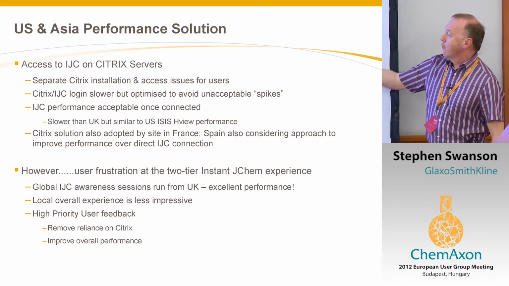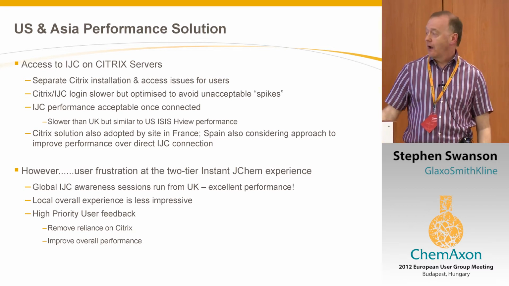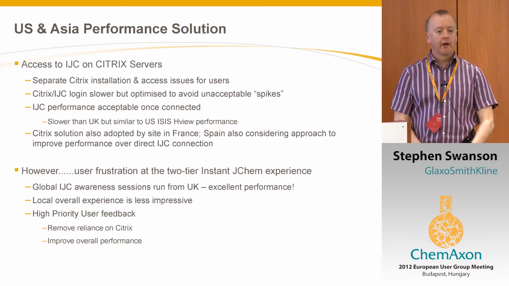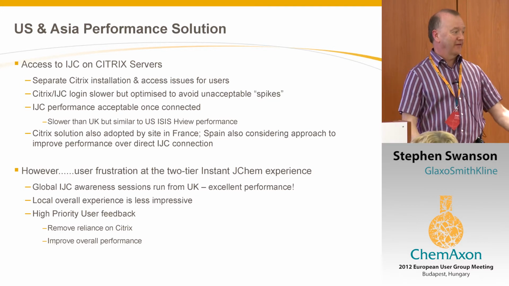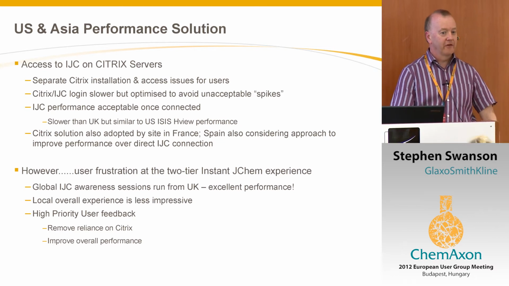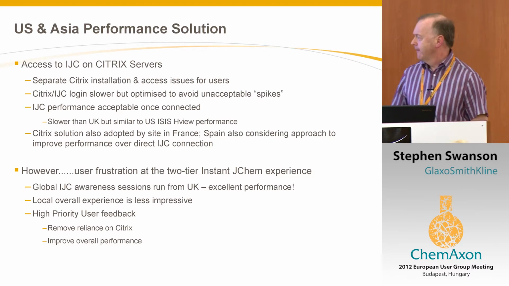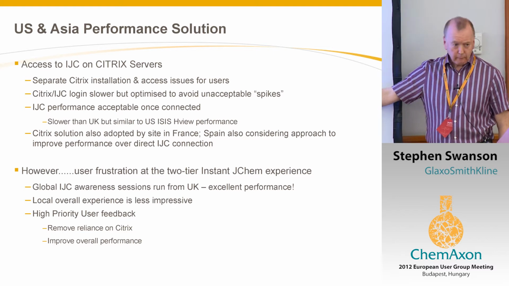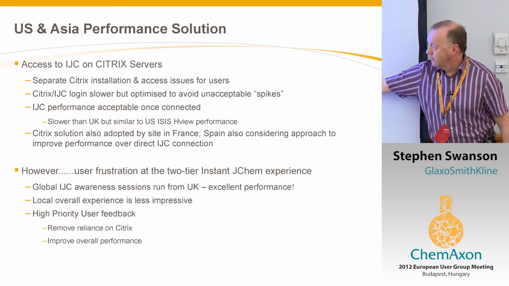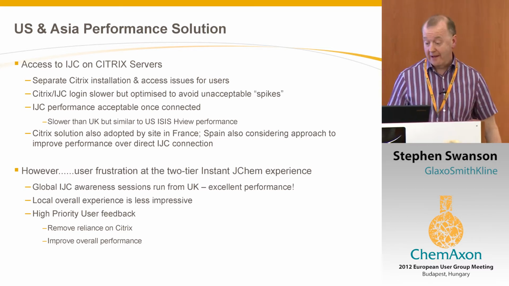But there is still an ongoing frustration here. We've still got a two-tier system. In the UK, I do webcasts to show people how to use Instant JChem. And I'm in the UK, and they go, gosh, that's fantastic. That's fast. That really goes. Then they go away, use their own version of Instant JChem, and they go, why wasn't it the way the person showed me in the webcast? So highest priority, and I think you put 3 exclamation marks after performance in that one, is to get overall performance, but also to remove this reliance we have at the moment on Citrix.